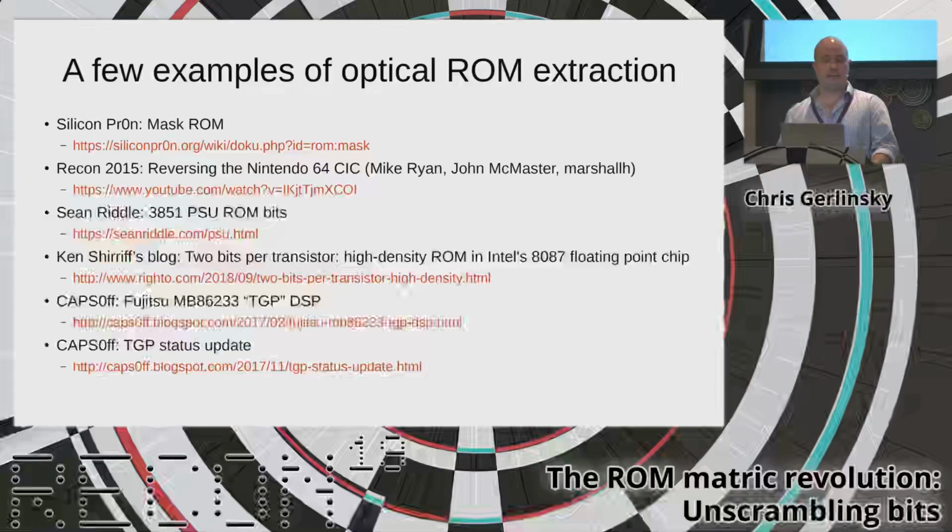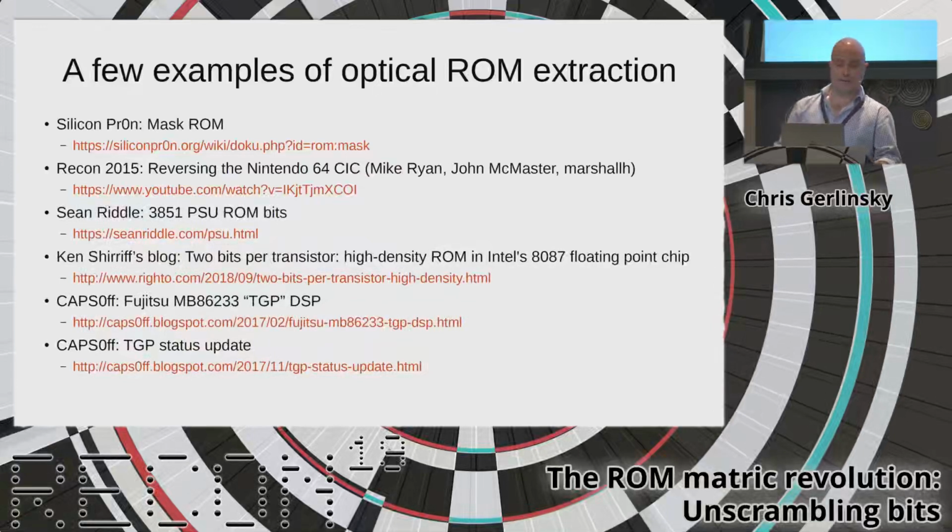The first site listed there, Silicon Prawn. If you're not familiar with it, definitely check it out. It's a great open resource for reverse engineering hardware. There's not a lot of that information online, so it's a great resource to have. Also, you can see there's a talk from REcon here a few years ago where there's a few guys on a team that reverse engineered the Nintendo 64 security chip, and that involved ROM extraction also.